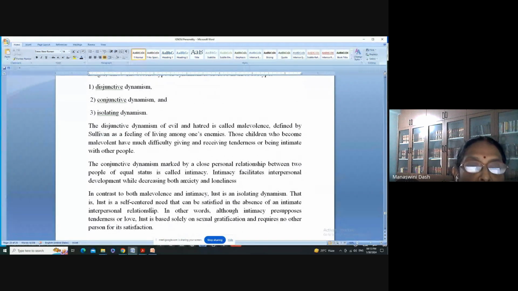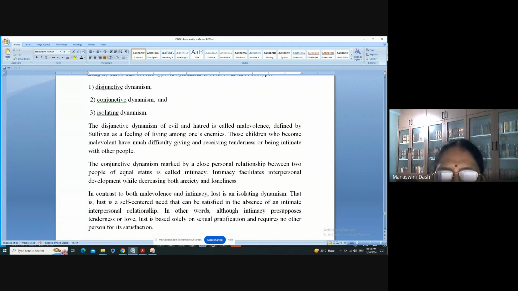And conjunctive dynamism is marked by a close personal relationship between two people of equal status. So conjunctive dynamism is characterized by intimacy. Intimacy facilitates interpersonal development, and intimacy can also result in decrease in anxiety and loneliness.